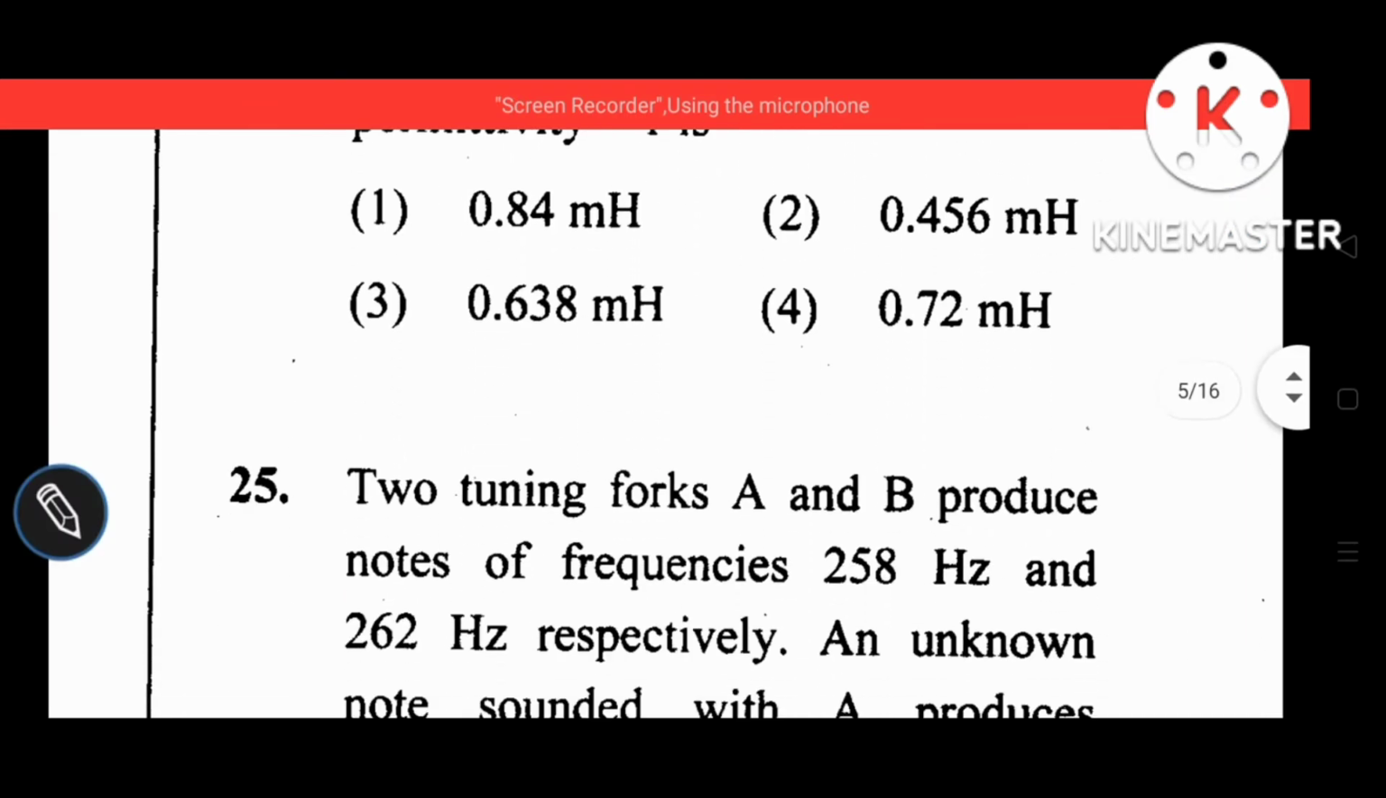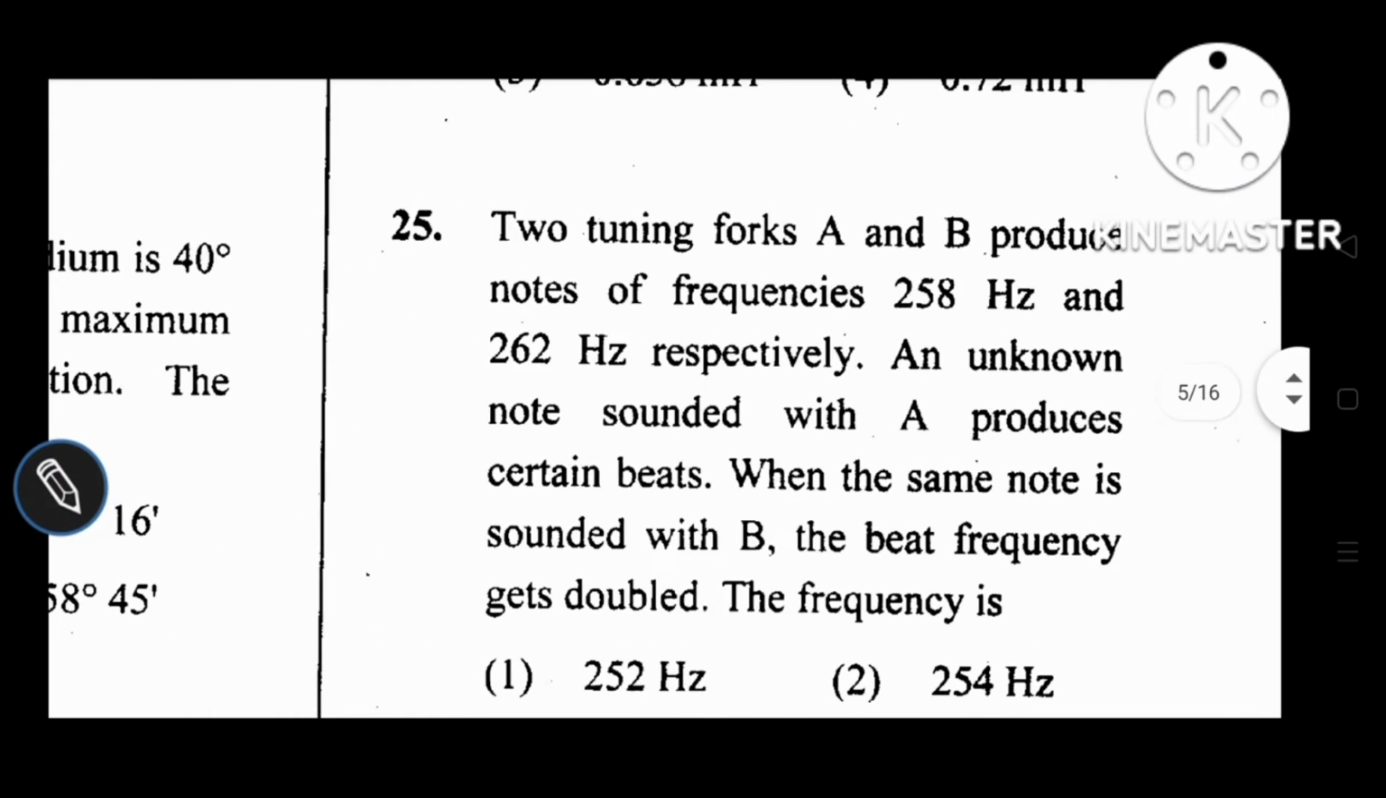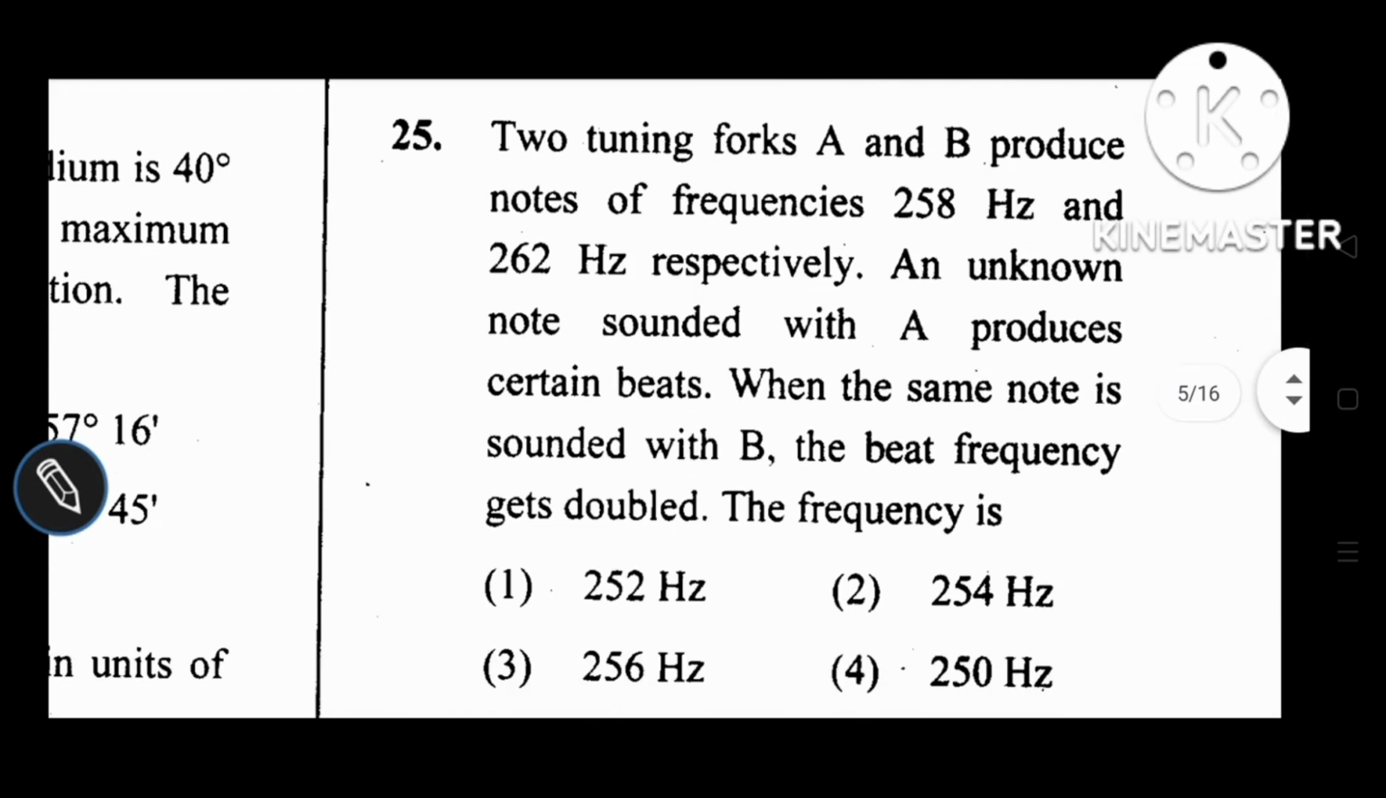Next question, question number 25. You are given two tuning forks here, tuning fork A and B. They produce notes of frequencies 258 Hz and 262 Hz respectively. An unknown note sounded with A produces certain beats. When the same note is sounded with B, the beat frequency gets doubled. Then the frequency is. So we have to calculate the unknown frequency of another tuning fork.